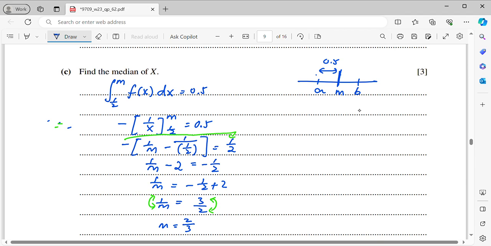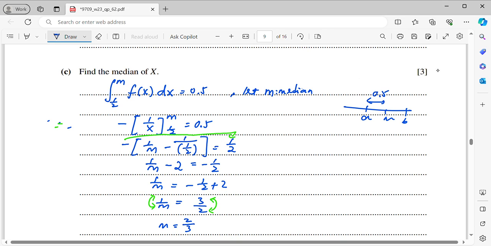Okay, so here you can just write let m be the median. So now we have solved this question. Alright, so done for this part C.